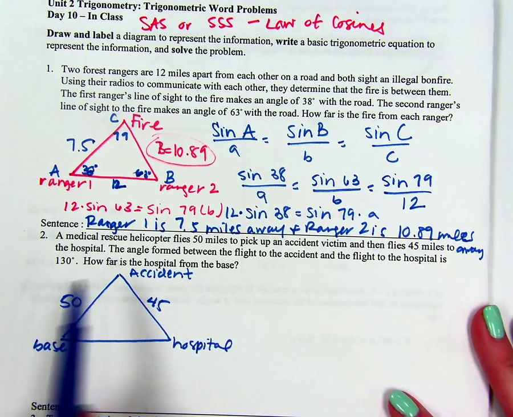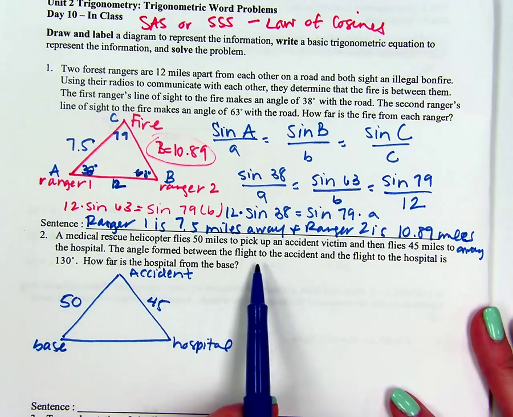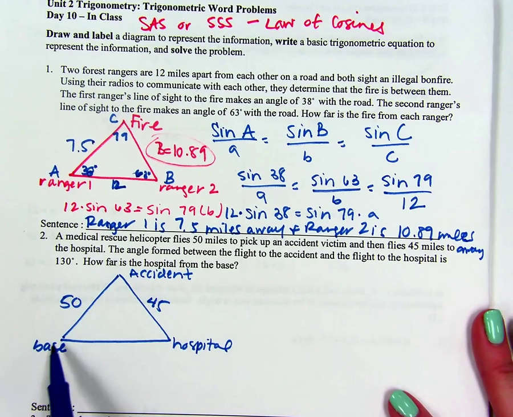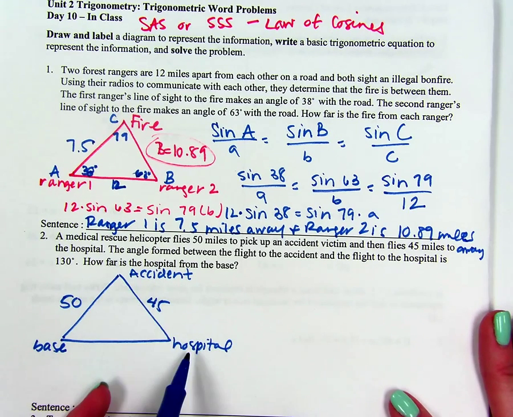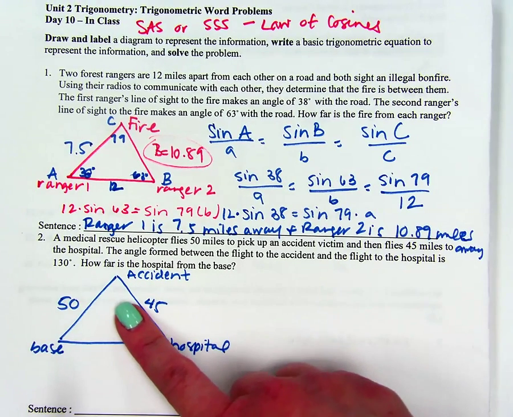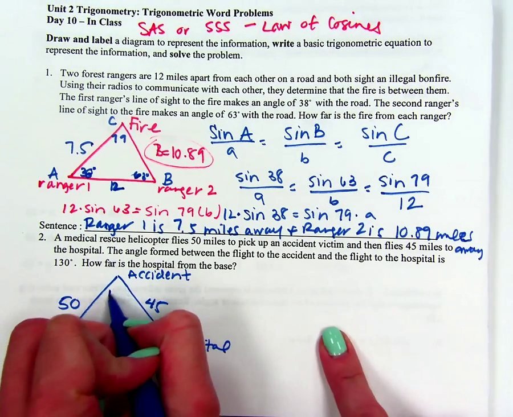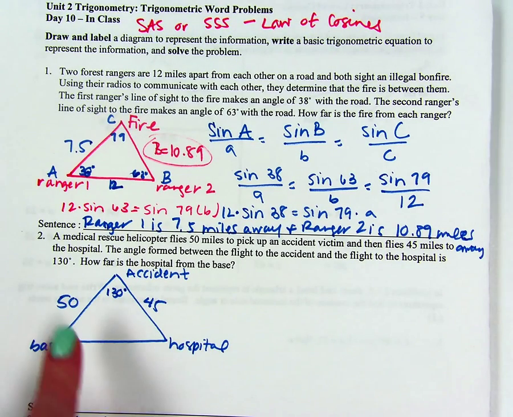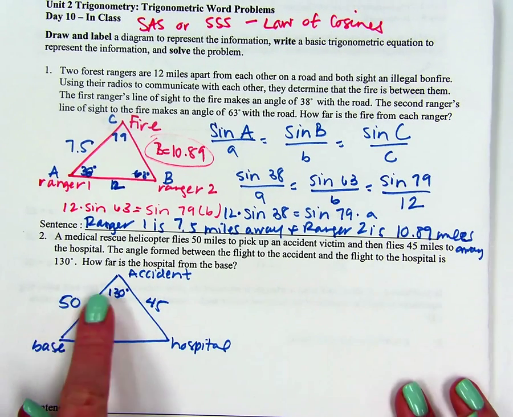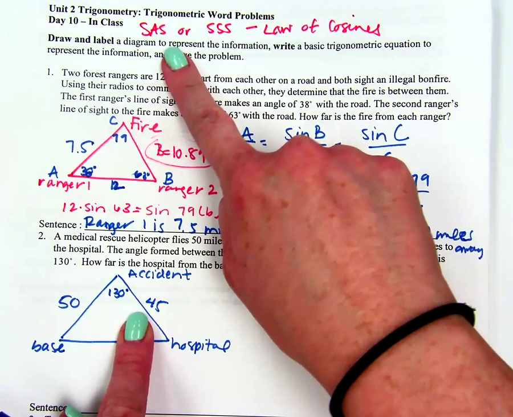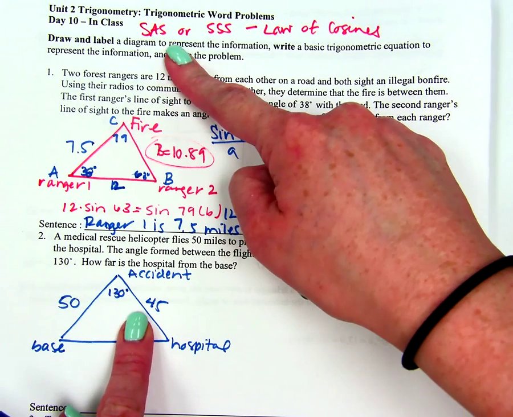So we have two sides. It says the angle formed between the flight to the accident and the flight to the hospital. So the flight from the accident to the hospital and the flight up here. So we are going to label right up here, 130. Now we have to identify what we're given. So we have a side, angle, side. If you look up at the top, we made that note. If it's a side, angle, side, we're going to use the law of cosines.